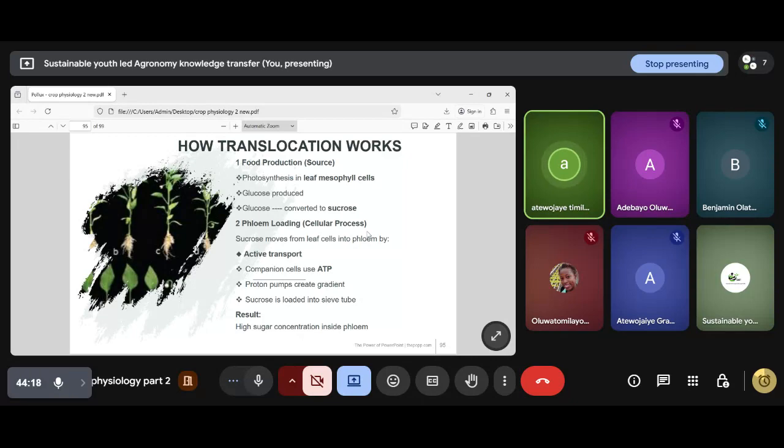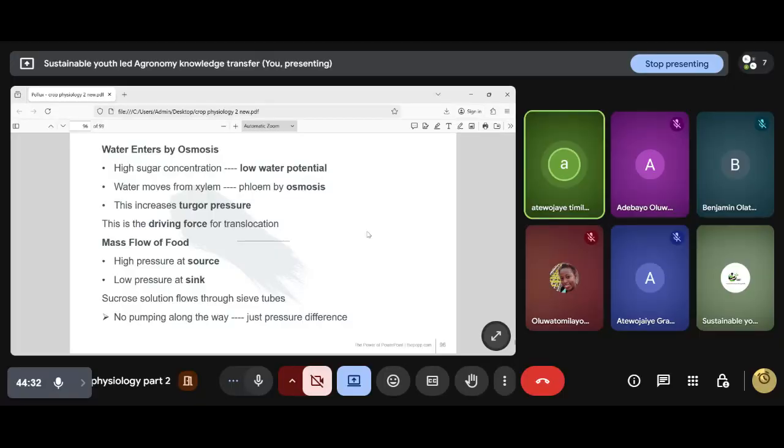Food production source, potential energy, glucose produced, glucose converted to sucrose, phloem loading cellular. So you can see how these things work. So I just want you to pick something from this: the phloem helps the movement of what? Of food in the plant, in the system.